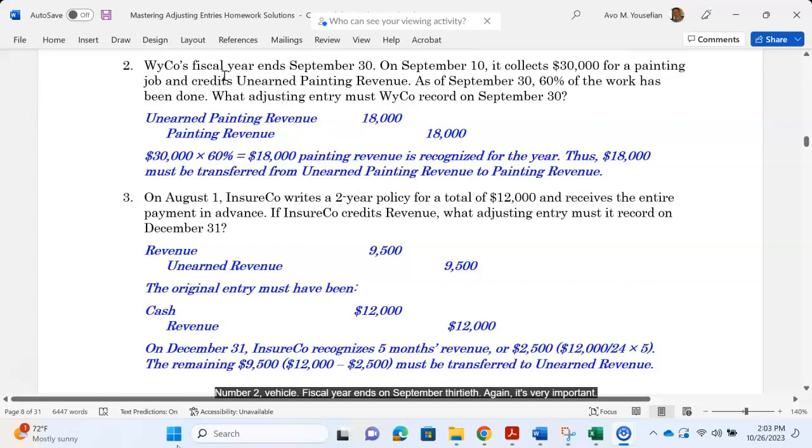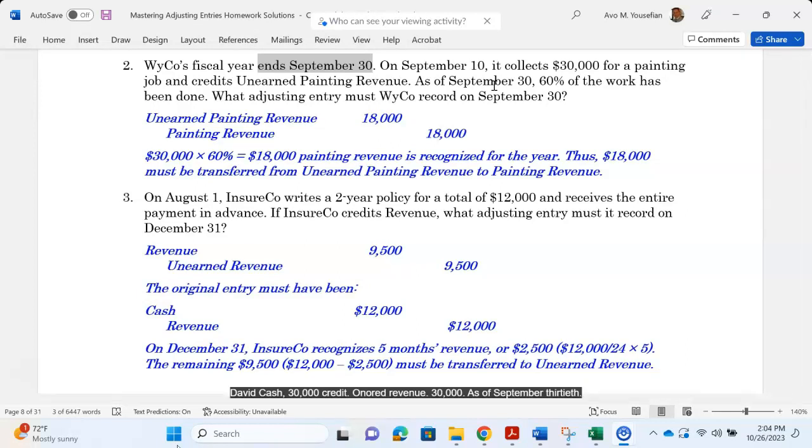Number 2, VACO. Fiscal year ends on September 30th. Again, it's very important, so highlight that, okay? Don't make a mistake. On September 10, it collects $30,000 for a painting job and credits unearned painting revenue. So that's debit cash, credit unearned revenue. So put it in your T account. If you have a T account, post it right now. Debit cash 30,000, credit unearned revenue 30,000.